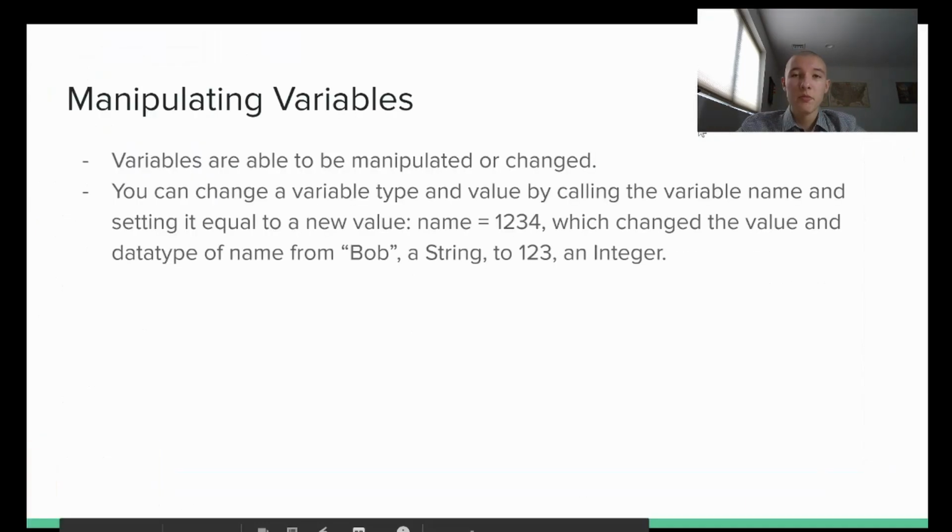Now moving on to manipulating variables. Variables are able to be manipulated or changed. You can change a variable type and value by calling the variable name and setting it equal to a new value. For example, name used to be equal to Bob, but you could set it to 1234, changing the type to an integer and changing the value to 1234 instead of Bob.